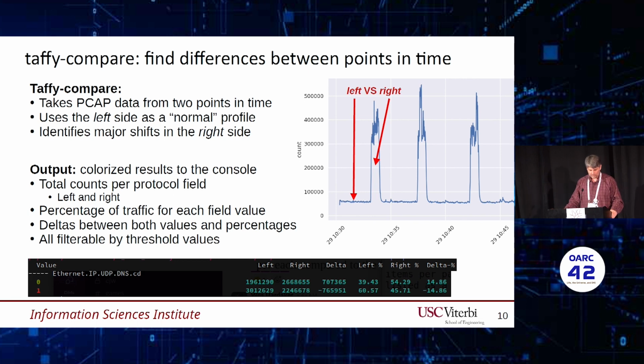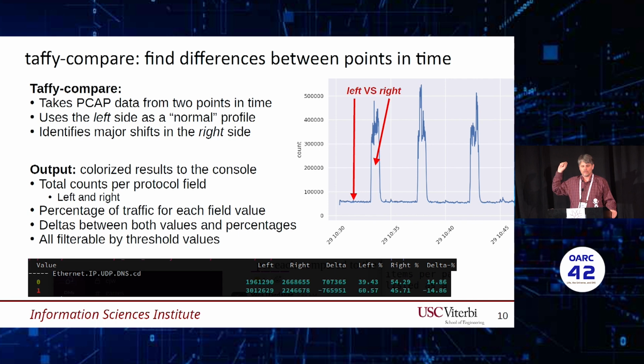The output of Taffy compare gives you a colorized console result. The lines in green are values on the left that are rising, and the ones in red are falling. It gives you six columns essentially: the total count on the left, the total count on the right, and the delta. I'm not going to talk too much about those. It gives you more data than you can possibly imagine looking at. Most of what I'm going to look at today is the delta percentage on the right.